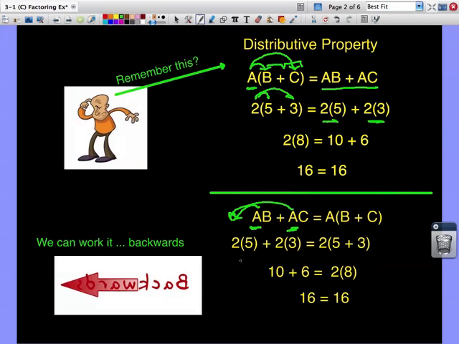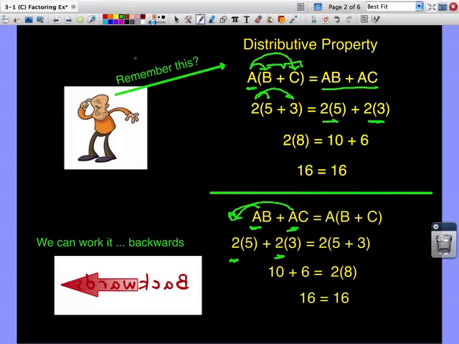But real quick, with numbers though, if I have 2 times 5 plus 2 times 3, okay, I notice that they have this 2 in common right here, so I'm going to take the 2 out of it. When I take the 2 out, I still have my 5 and I still have my 3, so now I'm multiplying 2 by 5 plus 3. Okay, so it's backwards. It's the opposite of the distributive property. We're doing the distributive property backwards.